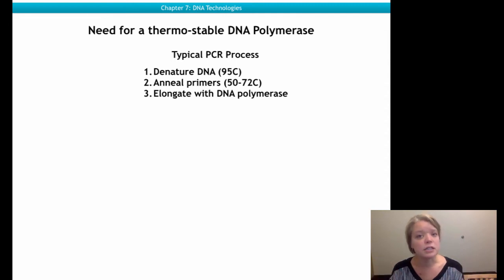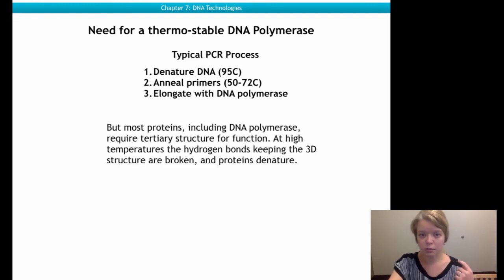So template DNA is usually denatured at 95. Primers are annealed at various melting temperatures of the primer, depending on the length of your primer and the GC content of the primer, and there's a lot of software out there to help you calculate it. So between 50 and 72. And then you need to elongate with your DNA polymerase.